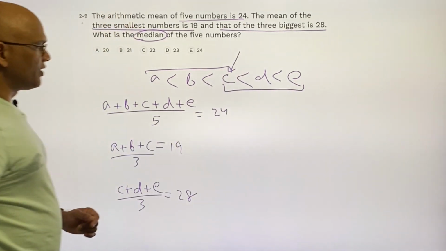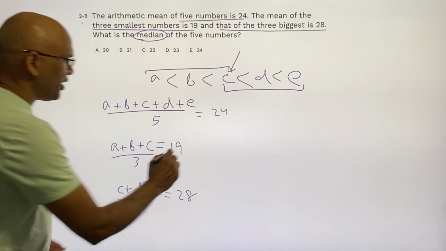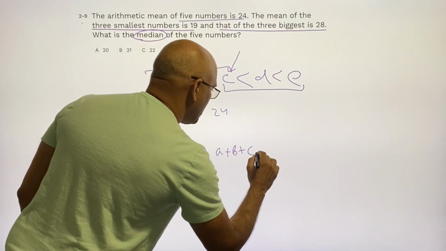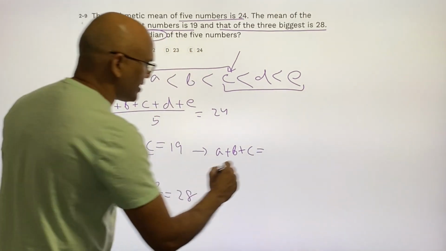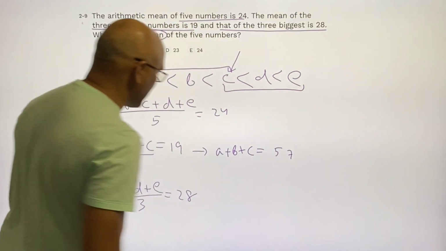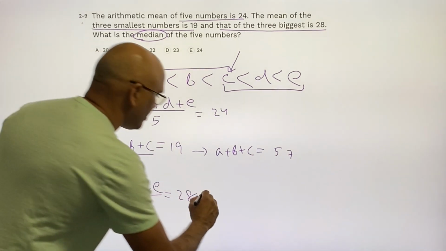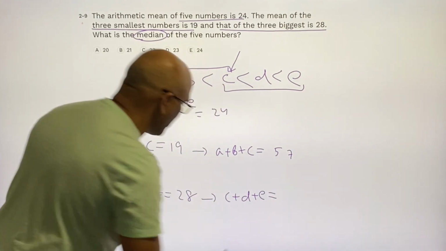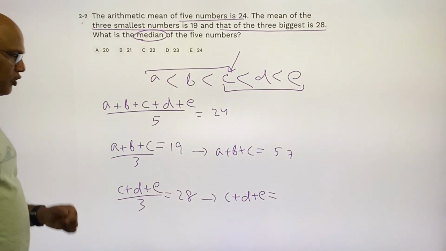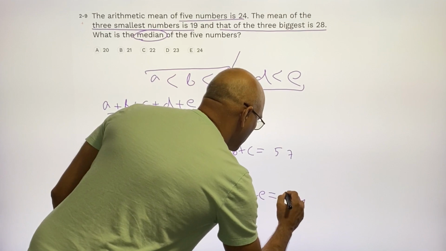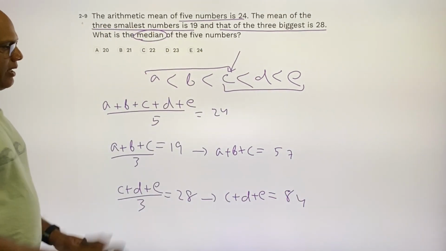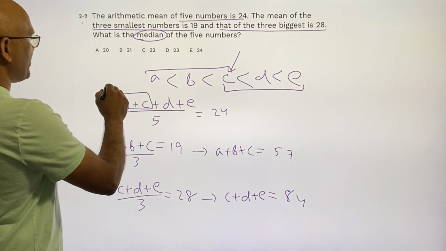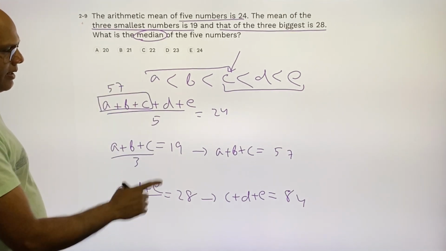I need to find out C. So what I can do here is, from here, A plus B plus C is going to be 19 times 3, which is 57, and then C plus D plus E is going to be 28 times 3, which is 84, right? I can substitute A plus B plus C here. So this is going to be 57, right?